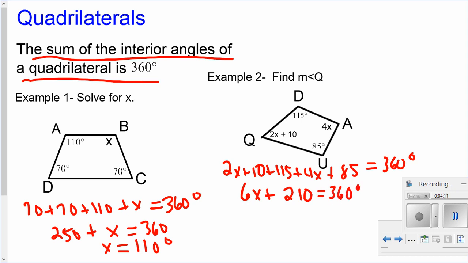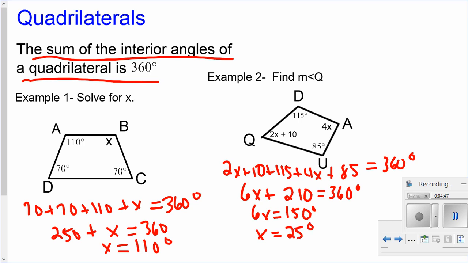So let's just check that, make sure we have that right. 85 and 10 is 95. 95 and 15 is 110. 110 and 100 is 210. Yep, 210 plus 6x equals 360. So subtracting 210 from each side, that gives me 6x is equal to 150 degrees. So dividing each side by 6, I know that that's 25 degrees.